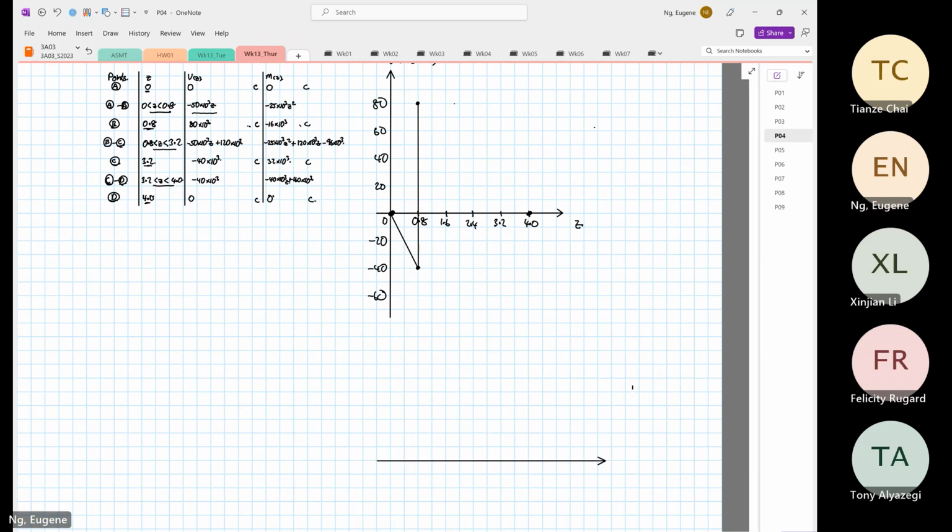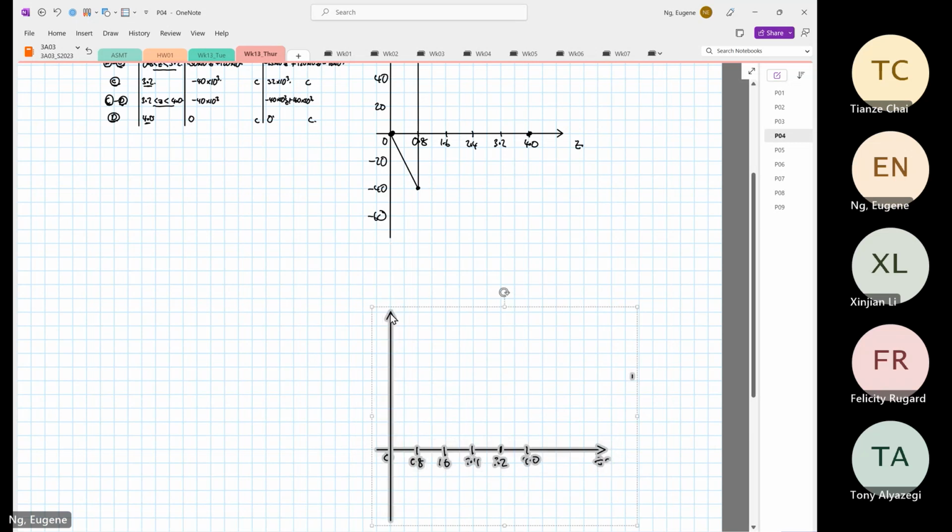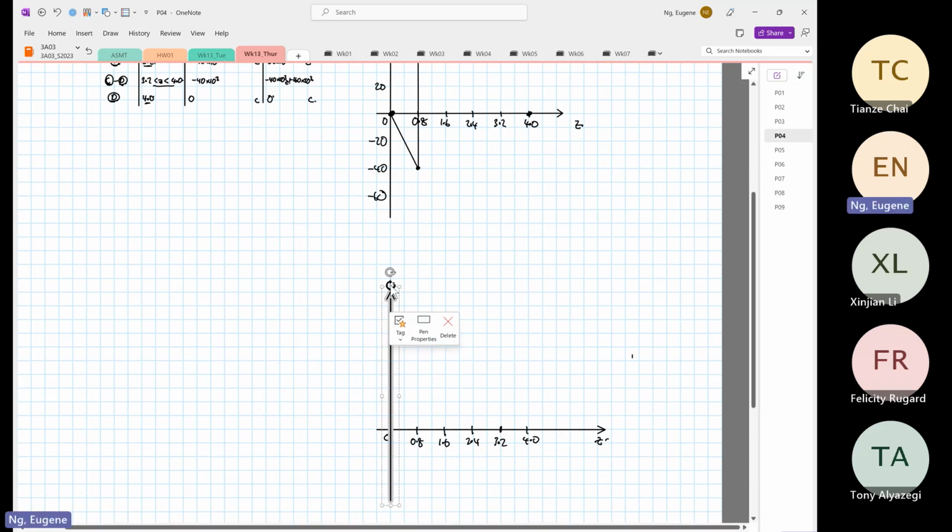So again, this is my 0, 0.8, 1.6, 2.4, 3.2, 4.0. So this is our Z. And then we have our bending moment. Okay, I maybe have not enough space. I will push it down some more. Hopefully this is enough.